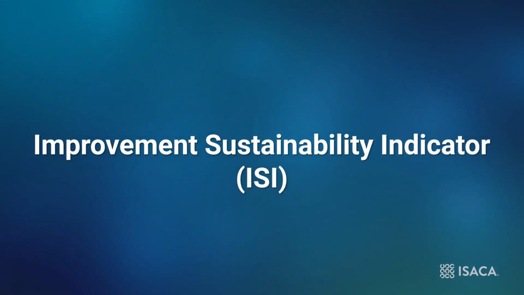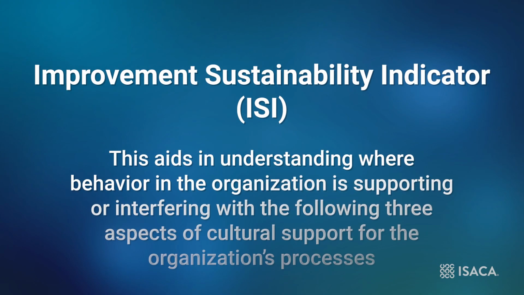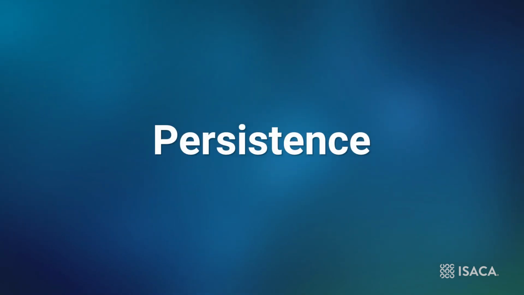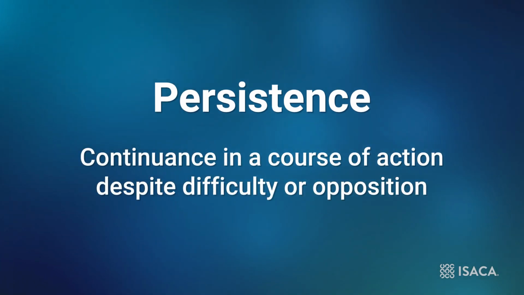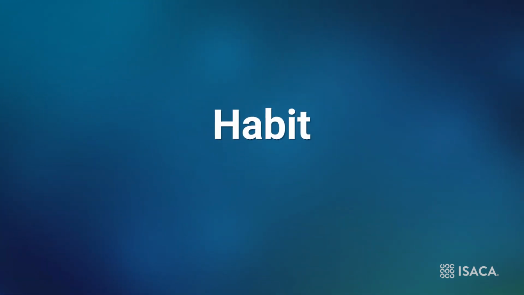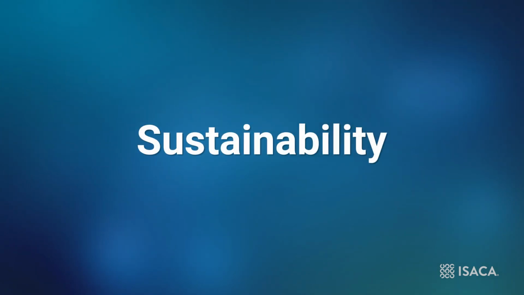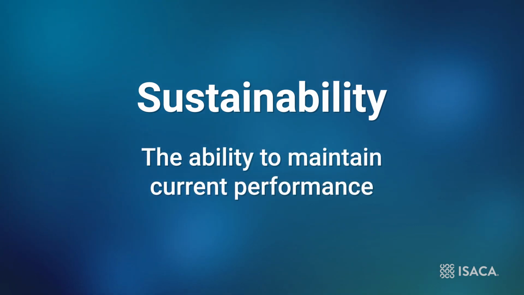One of these outputs is the Improvement Sustainability Indicator, or the ISI. This aids in understanding where behavior in the organization is supporting or interfering with the following 3 aspects of cultural support for the organization's processes. Persistence, which is continuance in a course of action despite difficulty or opposition. Habit, a settled or regular tendency or practice, especially one that is hard to give up. Sustainability, the ability to maintain current performance.